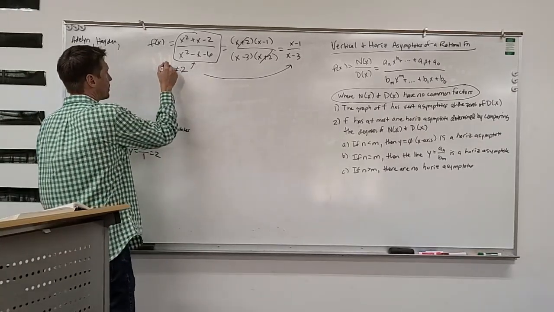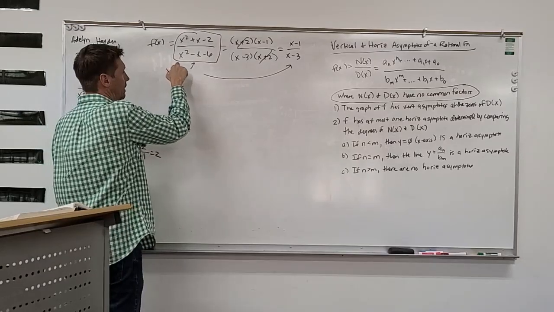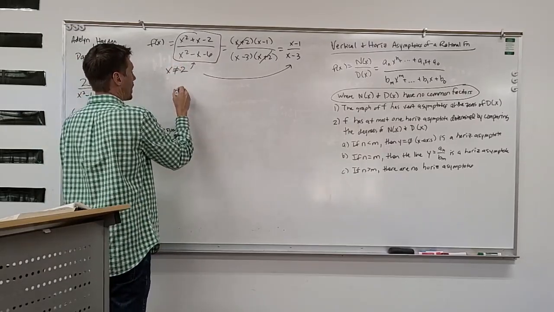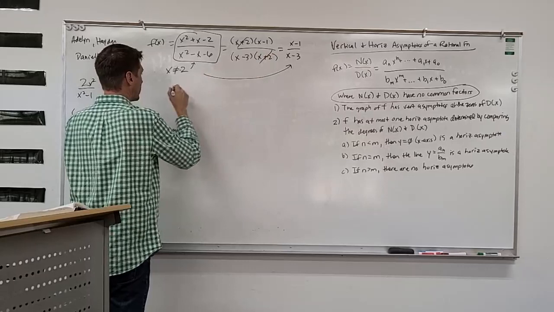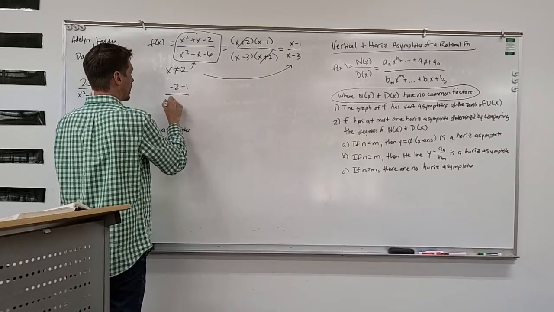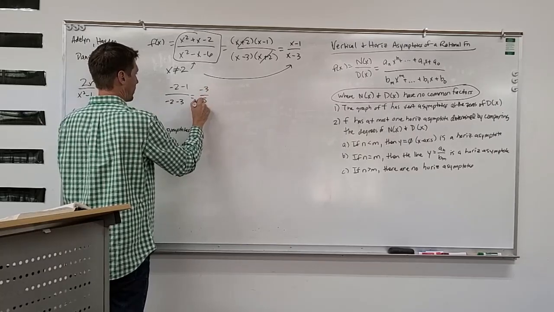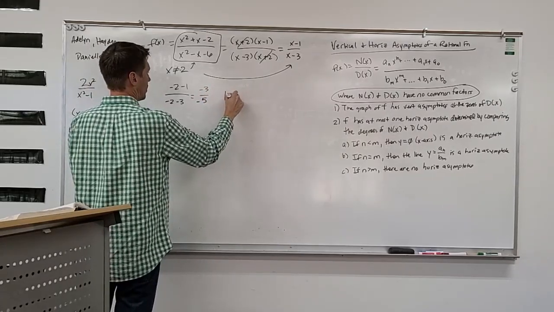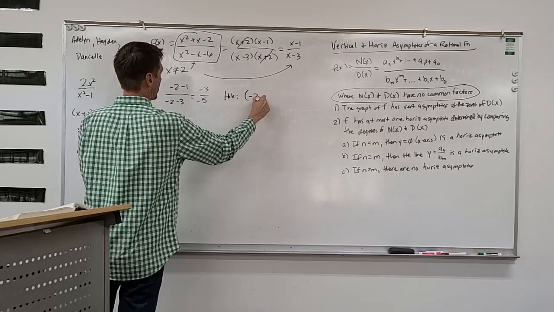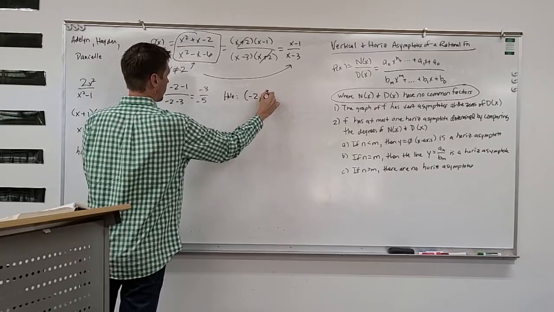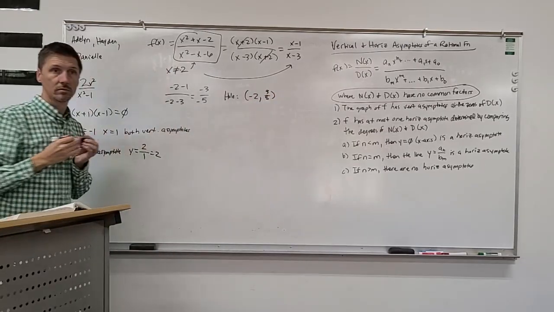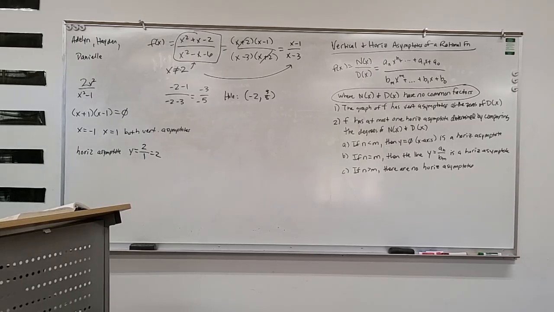So I figure it out based on this that it can't be negative 2, and then I plug it in to here. So negative 2 minus 1 over negative 2 minus 3 is going to give me negative 3 over negative 5. And so my hole is going to be an x value of negative 2 and a y value of 3/5. All right.